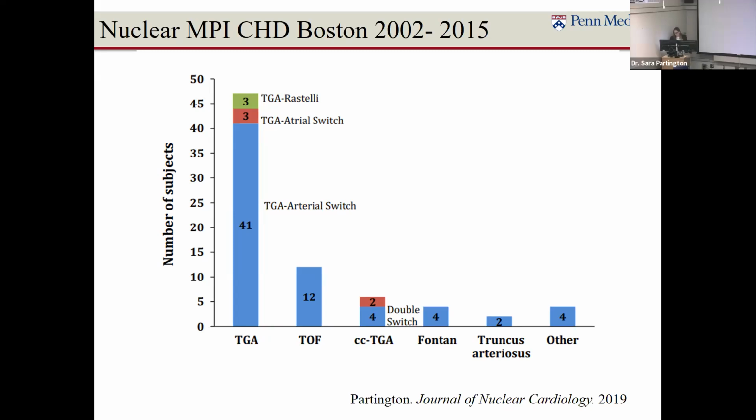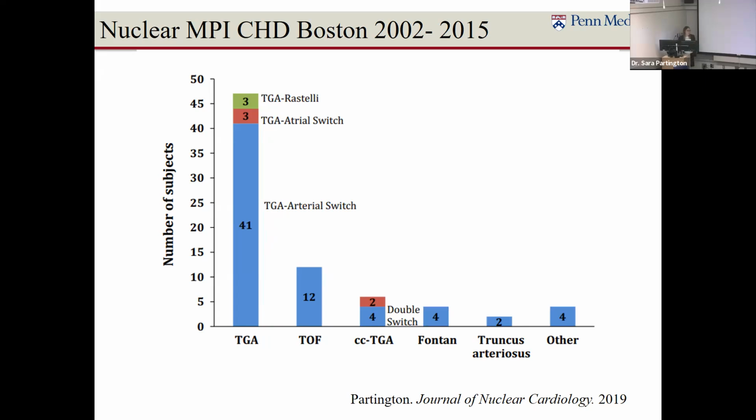So this is our experience with nuclear myocardial perfusion imaging in congenital heart disease, which I put together during my fellowship while I was in Boston. These are the diagnoses of the patients. I only included patients with the more complex types of congenital heart disease. And you can see that the most common diagnosis for having nuclear myocardial perfusion imaging was transposition of the great arteries with arterial switch.